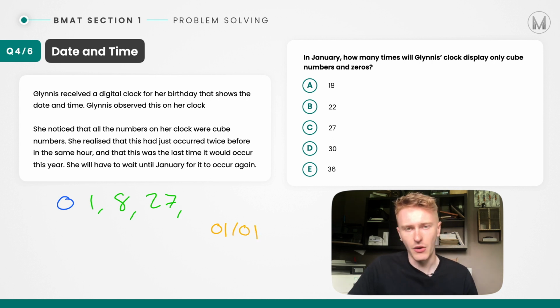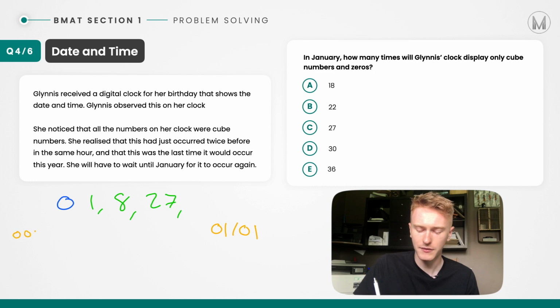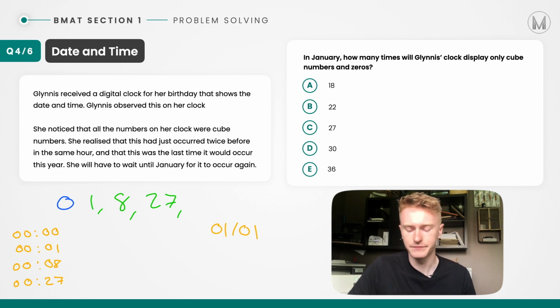Now on the 1st of January, let's think through all of the times where that clock shows only cube numbers and zeros. We have 00, 00. We have 00, 01, 00, 08. Oops, apologies for that. 08, 00, 27. Those are all of the times for the hour 00.